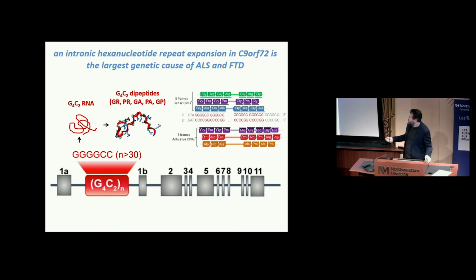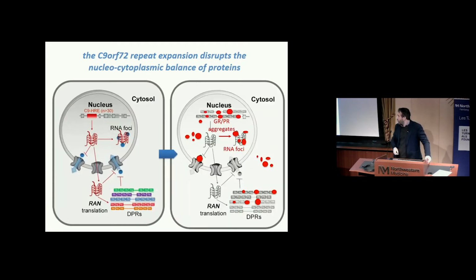Now, these are the dipeptides here, and there's 3 dipeptides in the sense strand and 3 dipeptides in the anti-sense strand, but one of them is the same, so there's 5 dipeptides in total. So I'm summarizing a lot of work from a lot of different groups over the last few years, including some work from Chris Donnelly's lab. But what we know about these toxic gain of function effects can be summarized in this slide. So we know that the RNA binds and sequesters RNA binding proteins in RNA foci that are predominantly nuclear. This is shown here.